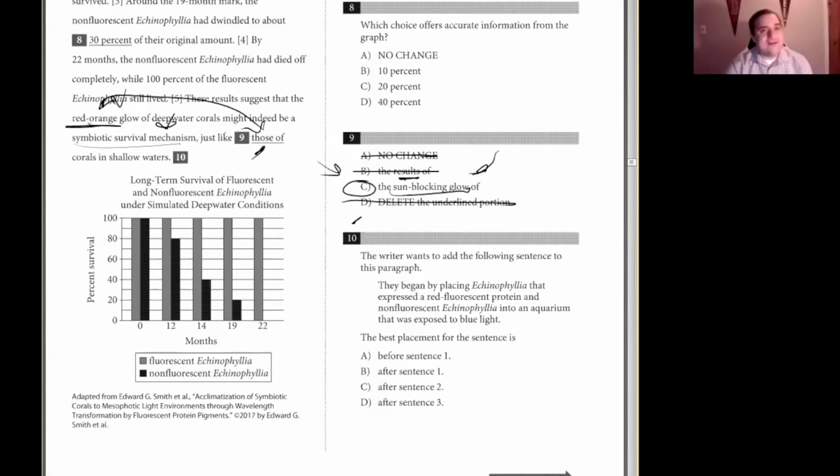Now, does anyone have a question on logical comparison? I understand this is probably a question type I could see you guys having not gone over. Does anyone have a question on what I was just talking about?